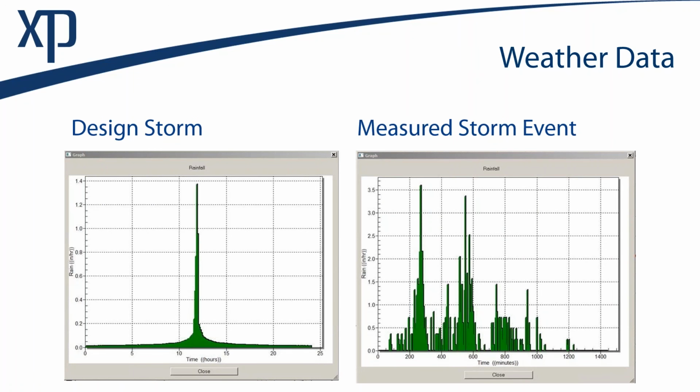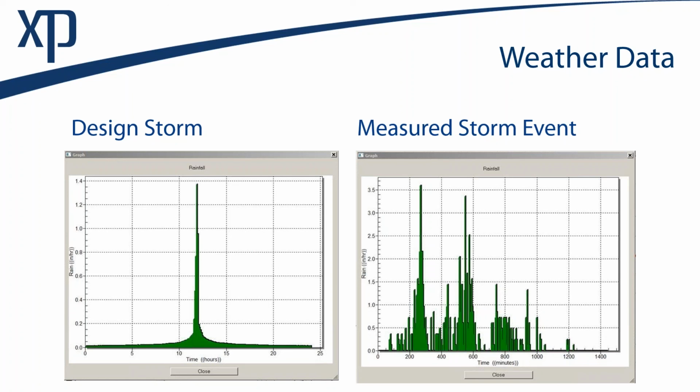To me, with the exception of a few design tasks, if we're modeling at all, we ought to be using real-world data for the most part. A design storm, of course, gives us a nice peak flow, and we can evaluate maybe the size of a particular model element based on this peak flow. But if you look at the storm on the left and look at the storm on the right, they're entirely different, and that's especially important.